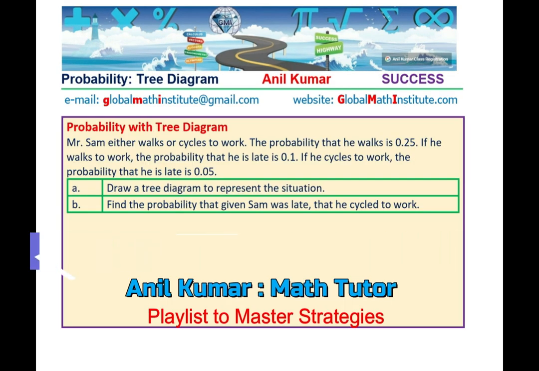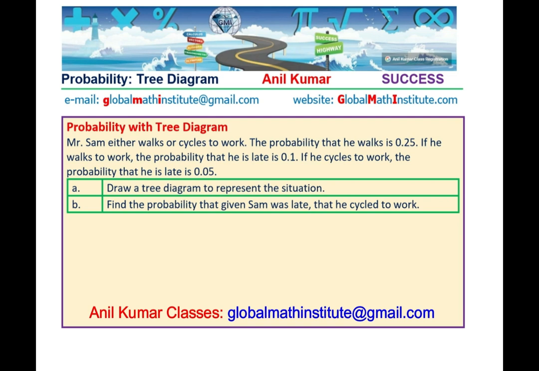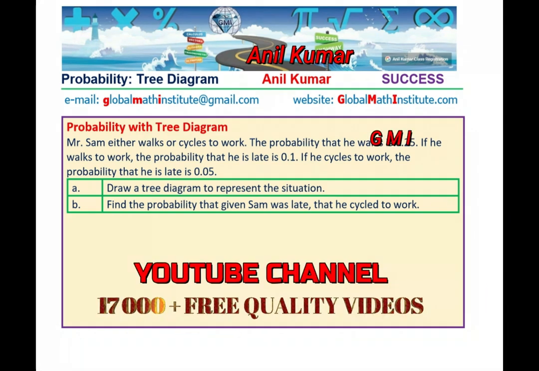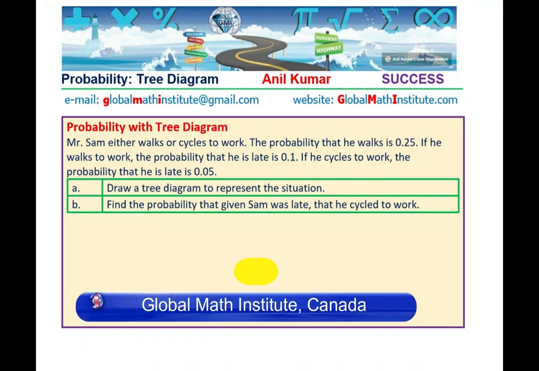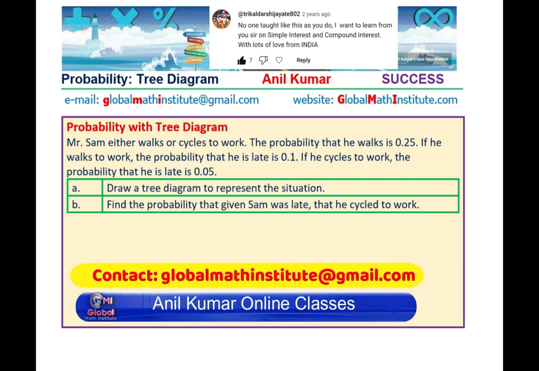Here is a brilliant question based on probability which we are going to solve using a tree diagram. We have a conditional probability case also in the problem. Mr. Sam either walks or cycles to work. The probability that he walks is 0.25. If he walks to work, the probability that he is late is 0.1. If he cycles to work, the probability that he is late is 0.05. Draw a tree diagram to represent the situation.